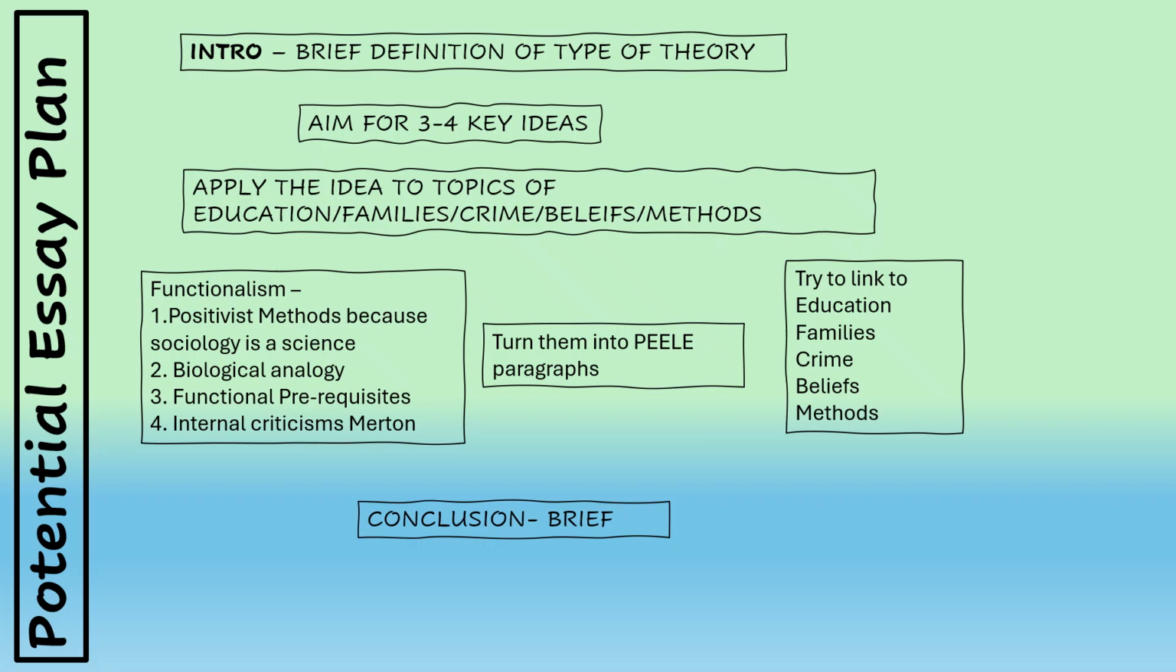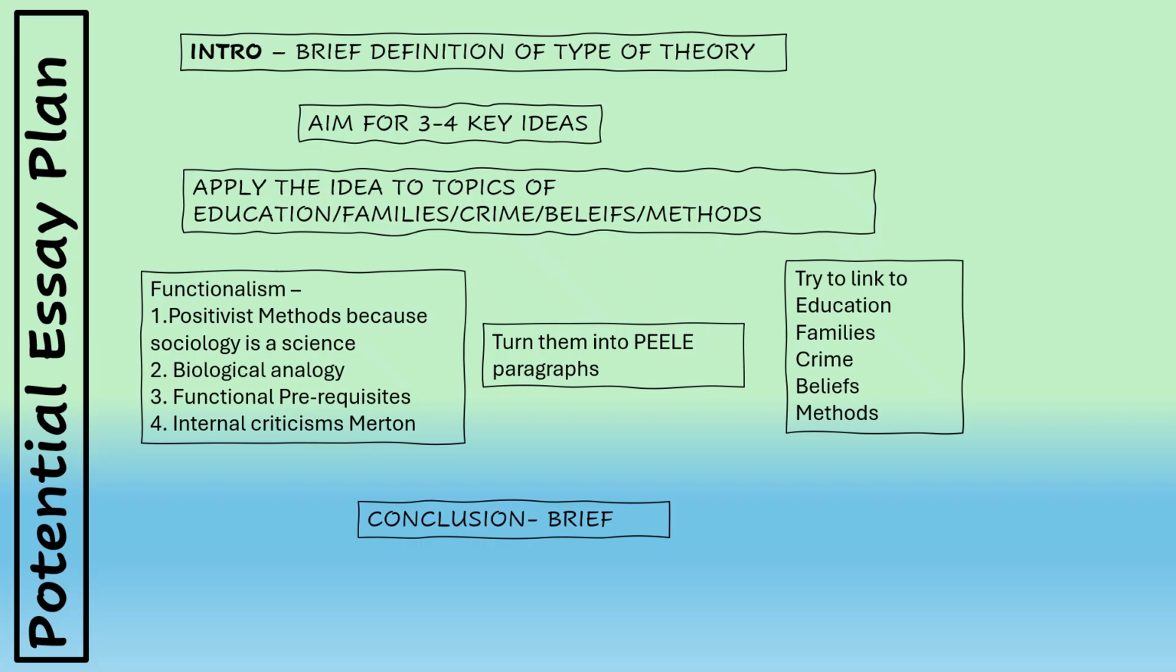So, for example, if functionalism came up, here are suggestions of 4 potentially unique areas of that theory that you might want to explain. Turn those into PEEL paragraphs, and try to link them to education, family, crime, beliefs and methods wherever possible. You cannot possibly link them to every part of the course, so aim for 1 or 2 per paragraph. And then you have a very, very brief conclusion.